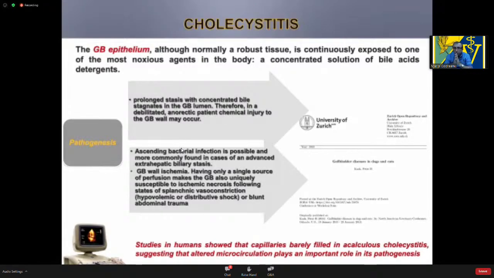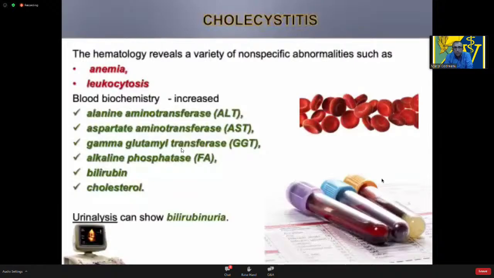But it's important to notice, in addition, that in human medicine, studies showed that capillaries barely filled in acalculous cholecystitis, suggesting that an important alteration of the microcirculation of the gallbladder wall plays an important role in its pathogenesis. In order to sustain this, try to look for this paper and understand this.